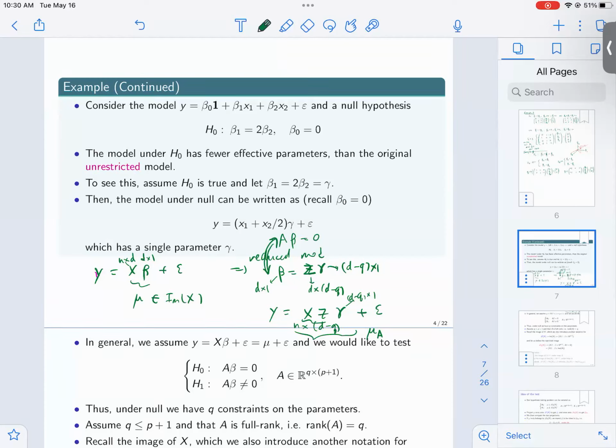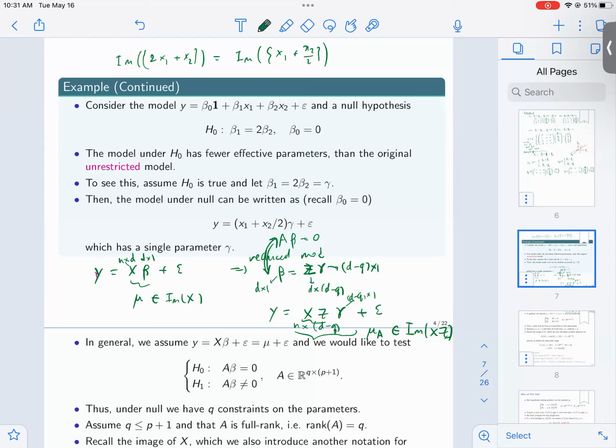Your book calls it mu of A or mu hat of A. So this belongs to some space which is the image of XZ, and the image of XZ is going to be invariant to how you reparameterize. For example, the image of this would be the set of all vectors in the same direction as this. If I multiply this by 4, it's on the same image. So the image of 2x1 plus x2, that was our original formulation, is the same as the image of x1 plus x2 over 2. So the image of the reduced design matrix is the same, no matter how you parameterize.